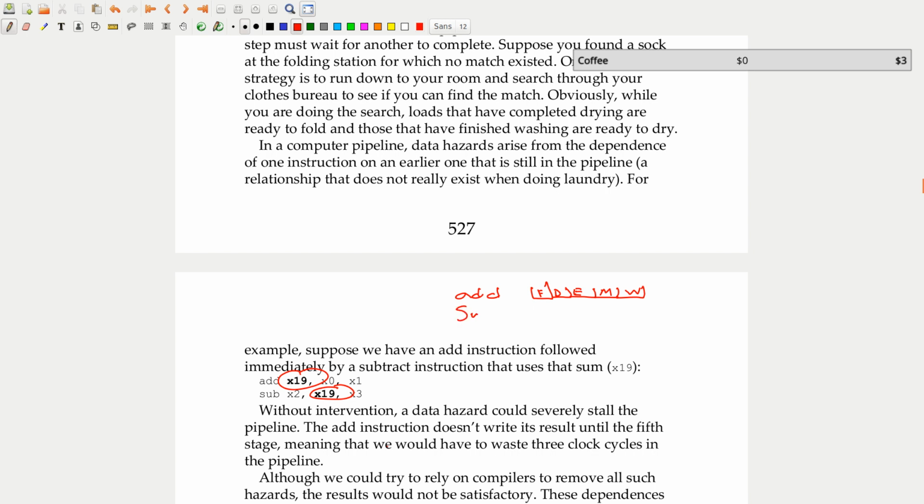So for the subtract, we'll have fetch, decode, no problems yet. Aha, execute. At execute, we want this value of x19 and x3. However, x19 gets written back over here in this write back stage. So we need a way to get this value from here to here. There's a couple ways we can do that. One way, we don't stall. The other way, we just stall and we wait. So let's see what those are.